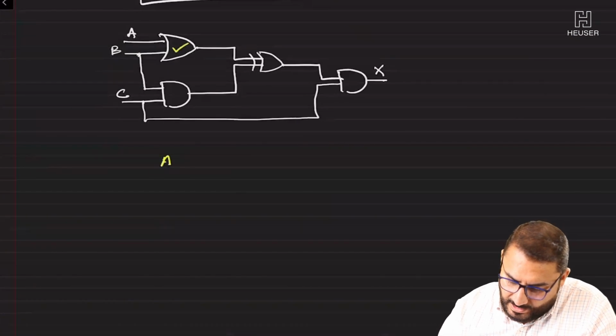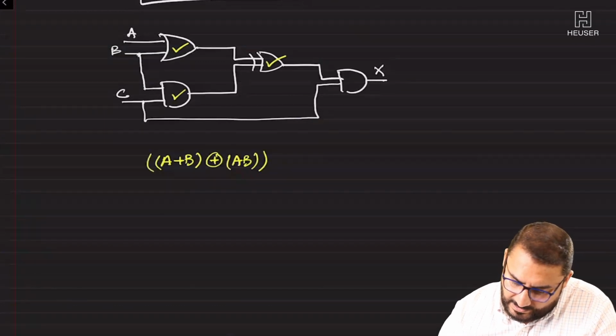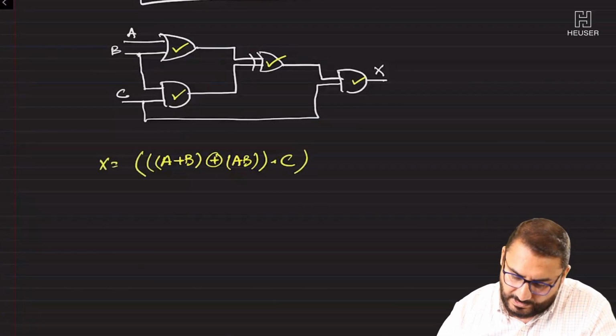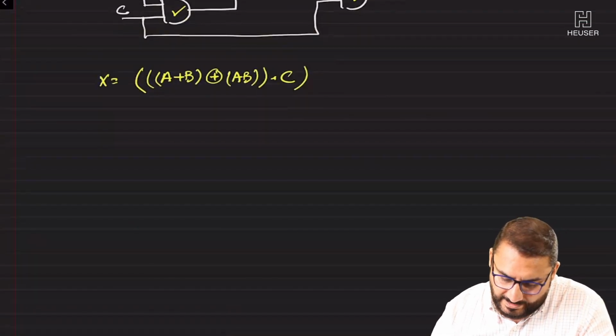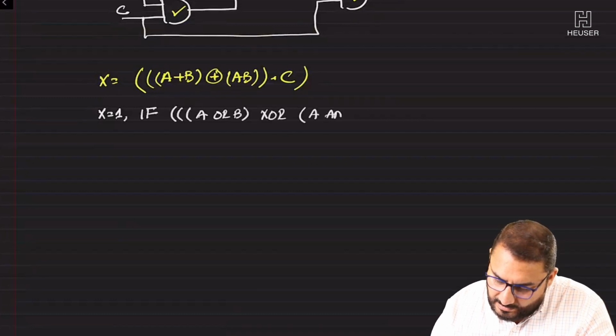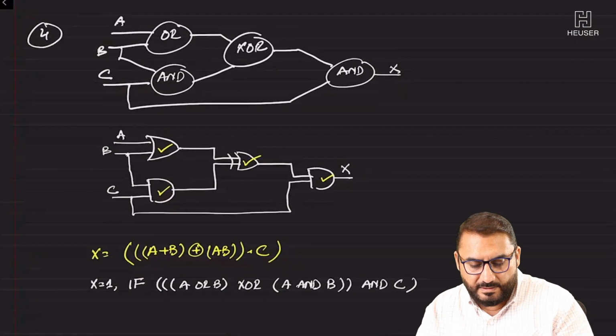Now the mathematical equation for this: we have A plus B. For this we have A and B. For this we have an exclusive OR in between and then a new set of parentheses. And for this we have AND C, a new set of parentheses, and the whole thing is being assigned to X. And then the logical expression: X is equal to 1 if A or B, exclusive OR A and B, bracket over, and C. So this is a circuit with 3 inputs.